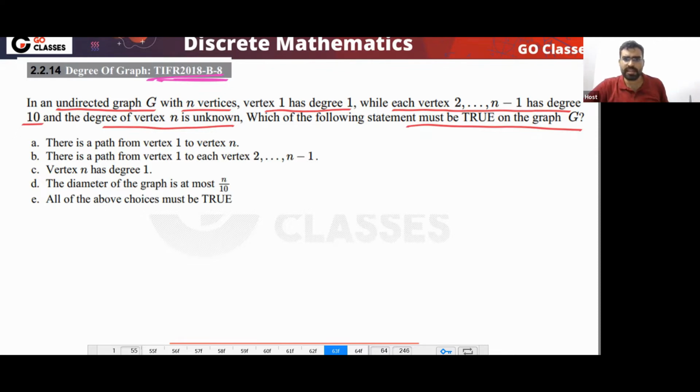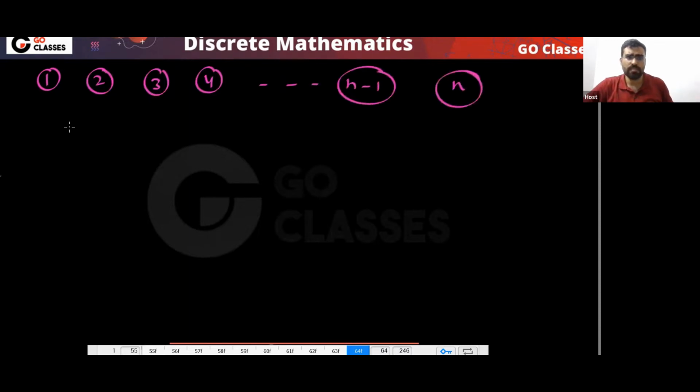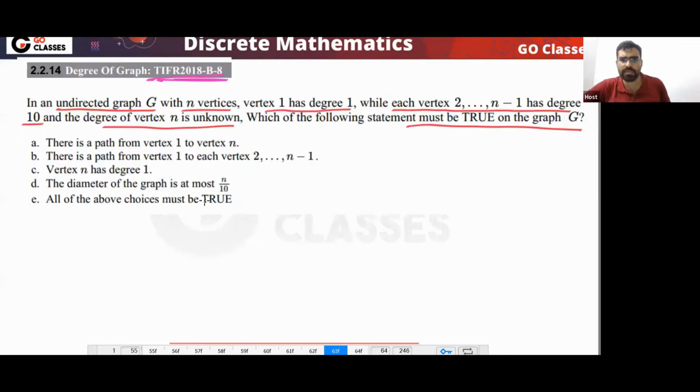So the question is saying that there are total n vertices. This vertex has degree 1. This has degree 10, this has degree 10, this has degree 10, this has degree 10. What should be the degree of this? Anyone want to tell me? It should be odd. You must have odd degree.